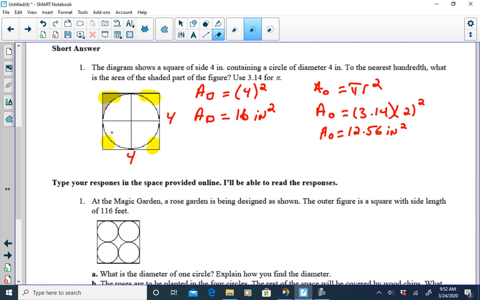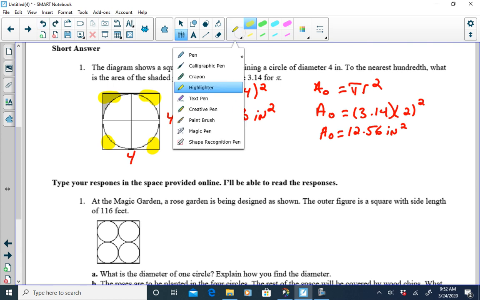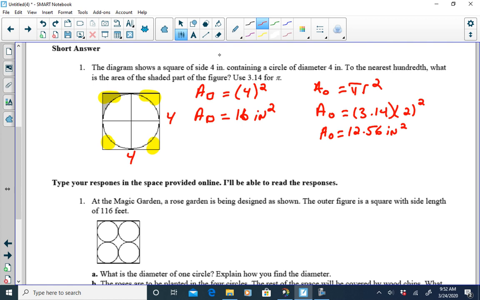The area of the circle, if I take it away, I'm going to have 4 of these corners left. We only want one of those corners. So my next step with this math is to subtract those two numbers. Okay, I want to subtract those two numbers. So when I subtract the 16 and the 12.56, we get 3.44, but then we have to divide that by 4 because I only want one of those 4 spaces.